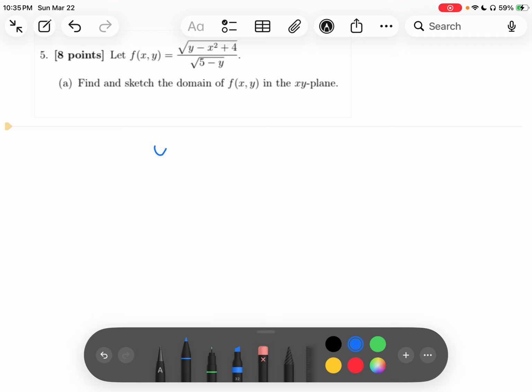So this means that, okay, we have y minus x squared plus 4 has to be greater than or equal to 0. And we also have 5 minus y also has to be greater than or equal to 0. Now, notice that the square root of 5 minus y is in the denominator, right? So since it's in the denominator, the 5 minus y cannot be equal to 0. So we got to get rid of this and change this to greater than. Okay, so this thing has to be greater than 0. I'm going to number this 1 and number 2.